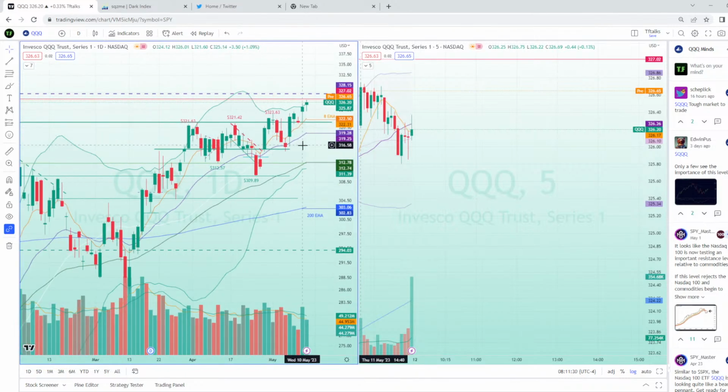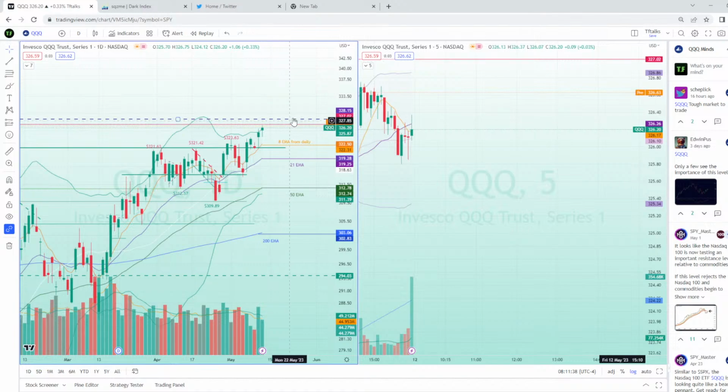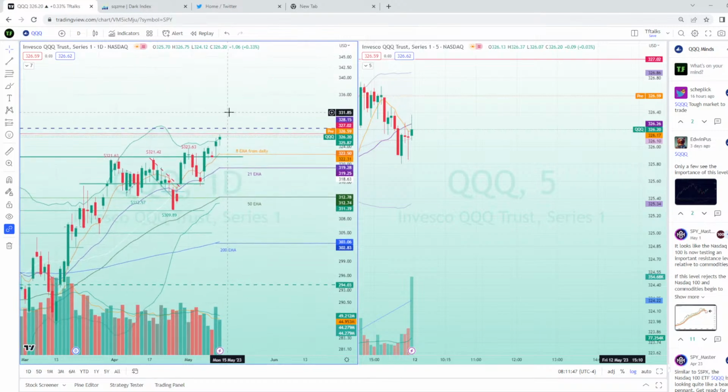So I don't like to trade it as a bull market, but who knows? It probably gonna go maybe 328 and then head down, like we get a reversal.